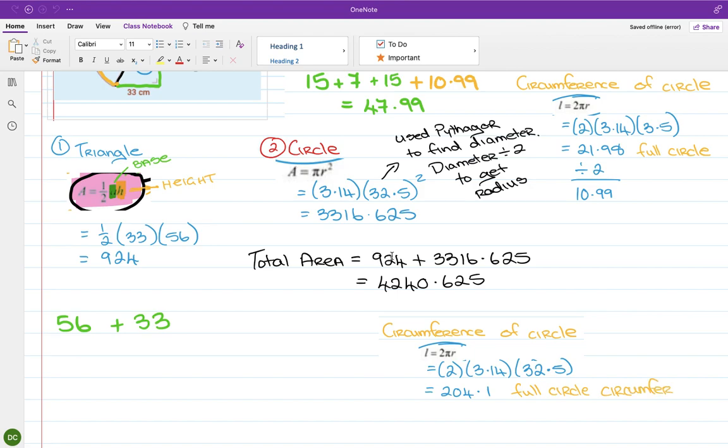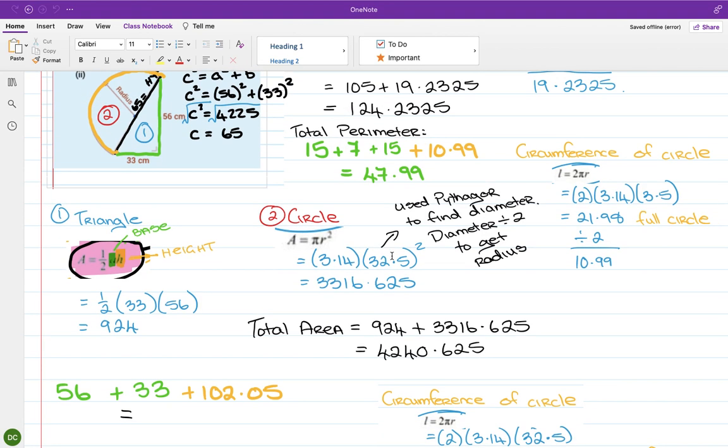And in the diagram, it's only half of the circle. So we'll have to divide by 2. That gives us 102.05. That is what goes back in over here. And then to get the total perimeter, we just add them up. So the total perimeter is 56 plus 33 plus 102.05 is 191.05.